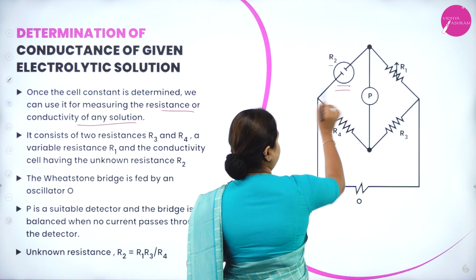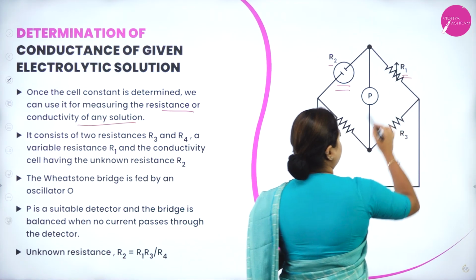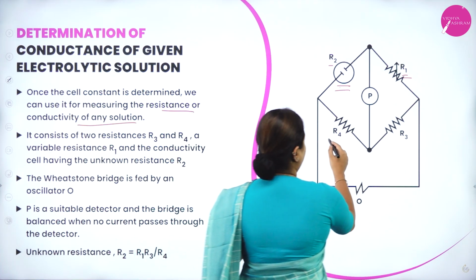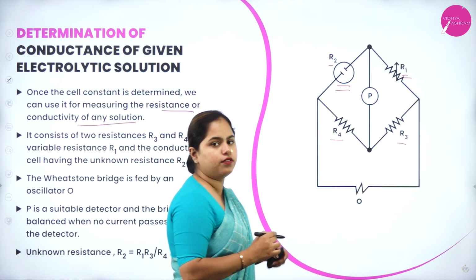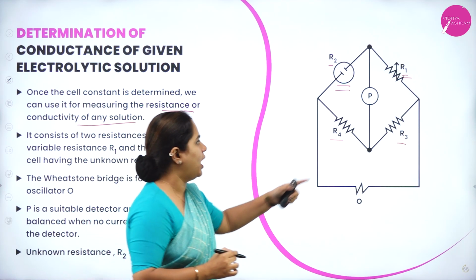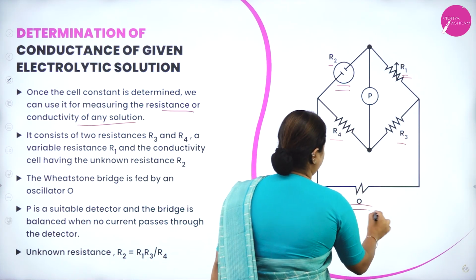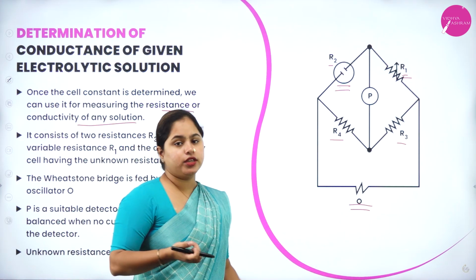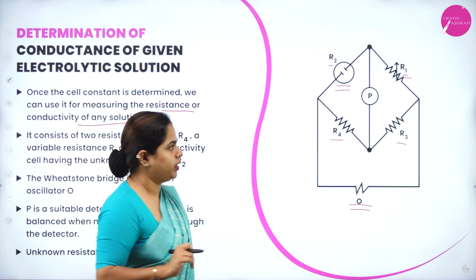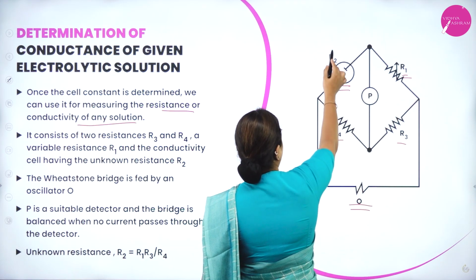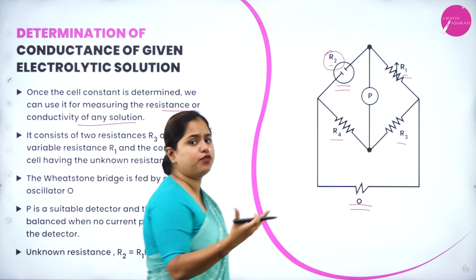So this is the conductivity cell. Then you have R1 here, which is a rheostat for which the value of resistance you can change. Then you have the other two constant resistances here, R4 and R3, and in the middle you have P, which is a detector, and it is connected to an oscillator, which continuously provides an electric current through it. So you have R2, R1, R4 and R3, wherein R2 is the one which we have to calculate.